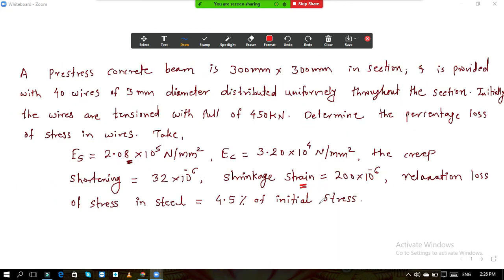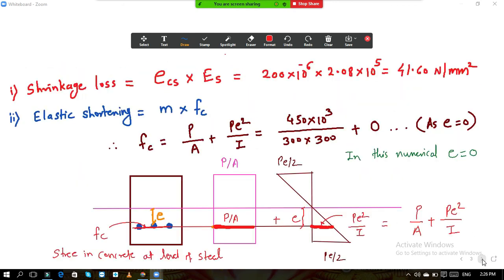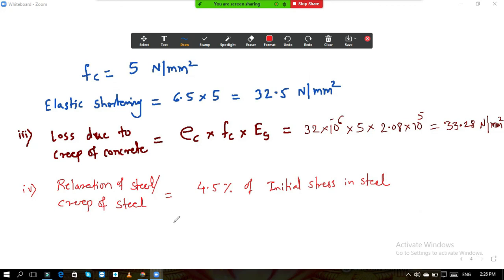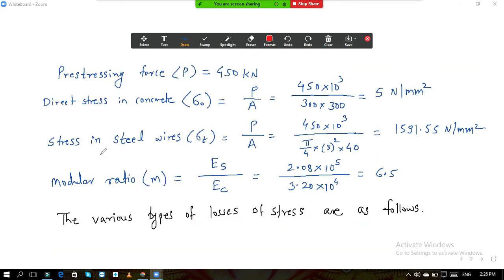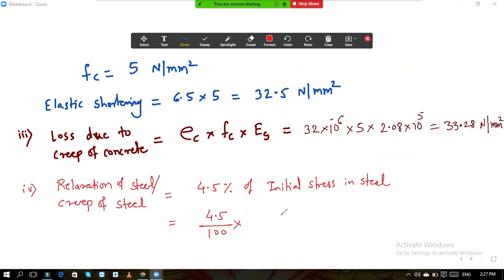Here it is given 4.5%. Okay. So which is equal to 4.5% means 4.5 divided by 100 into what was the initial stress. So this is the stress in steel wires, that is the initial stress. It is 1591.55. So it is 1591.55. So if you solve, you will get the answer.